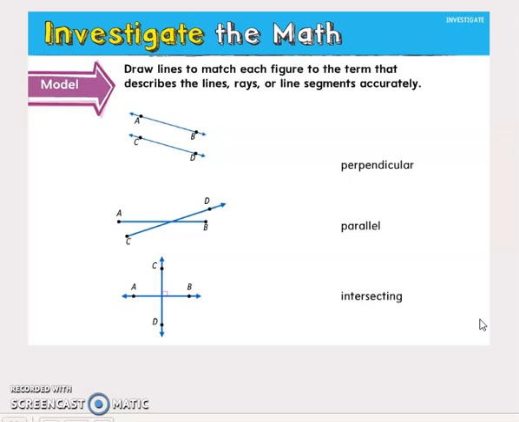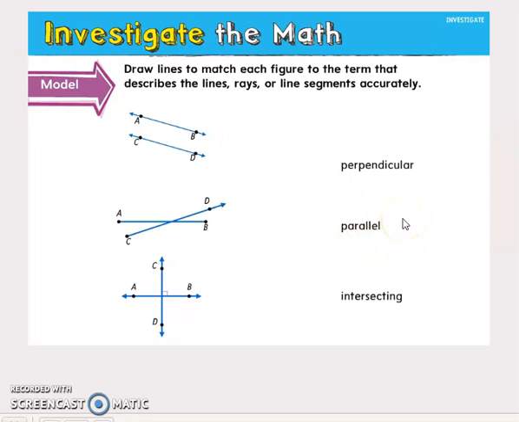or line segments accurately. Well, first, before we can do that, we need to know the meaning of each of these words. So we have perpendicular, parallel, and intersecting. We are going to start with the term intersecting, and what that means is that if you have two lines, two rays, two line segments, or a mix of the two, if they cross each other at any point, that is where they intersect. So they are intersecting.